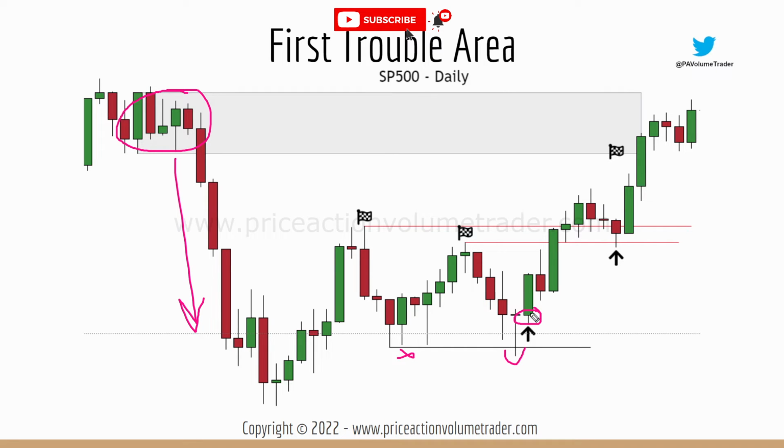Now if we get long here, we say, okay, where is our first trouble area? Well, we just got to look next to here and look at what the significant swing highs were before, and we have 1 and 2. So if we get long here, we put, let's say, our stop right below this wick. Now the first area that we're going to be cautious of is right here. We know this was a previous resistance.